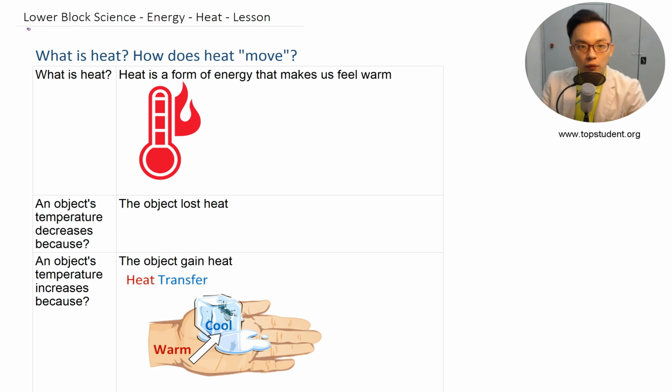In this lesson, we're going to go through lower block science for primary 3 and 4, the module of energy. We're going to be focusing on the lesson of heat. It's a big topic, so it's quite a lot of content to go through. Now, first of all, what is heat?